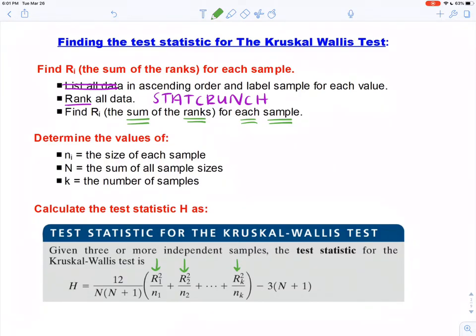Now, other values that you're going to need to calculate your test statistic: lowercase n is just going to be the size of each sample. Capital N is your total number of values, so this is going to be the sum of all the sample sizes. And then k represents the number of samples that you have to compare. So using all of that information, we're going to calculate what's denoted as a value of H, and that will be the test statistic for the Kruskal-Wallis test.